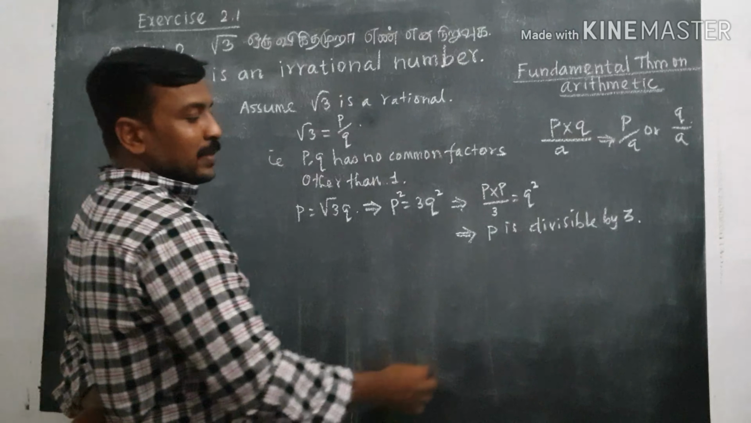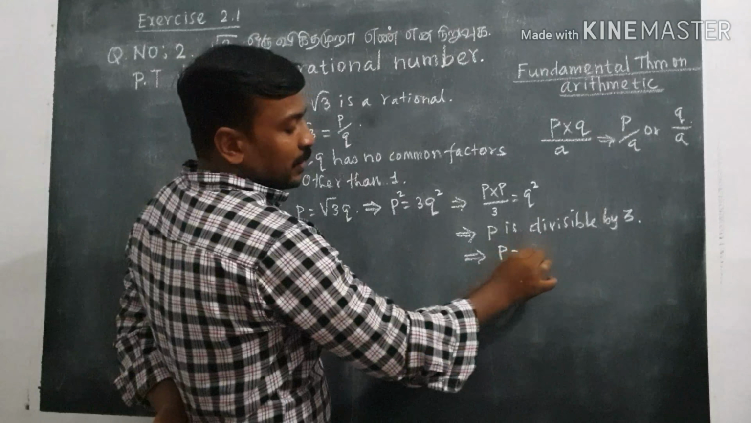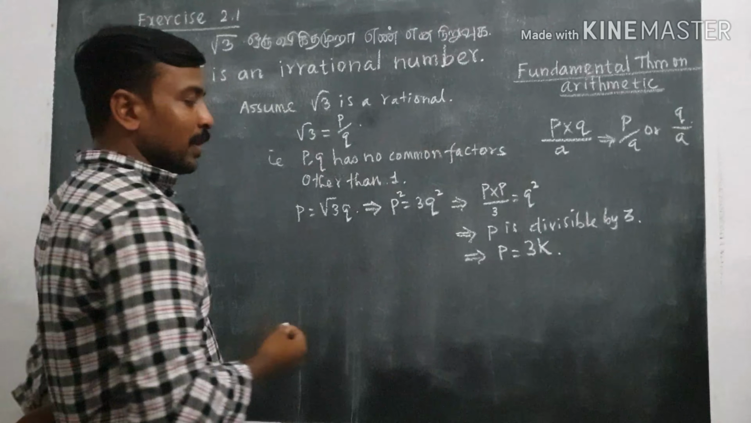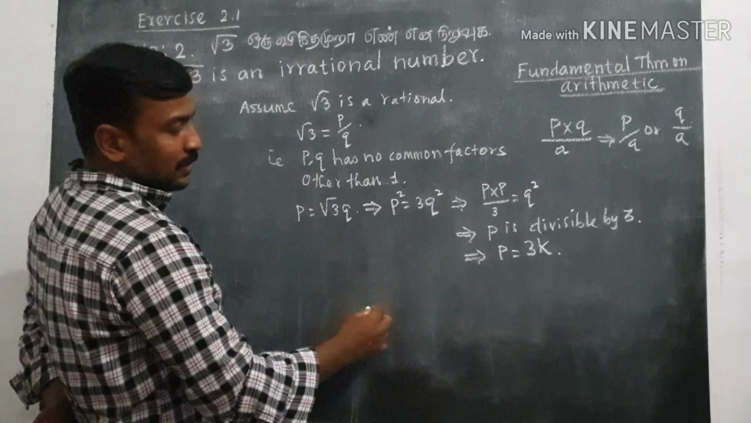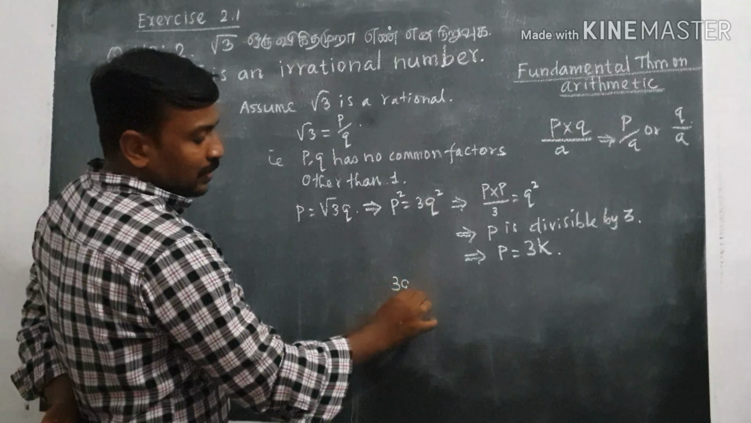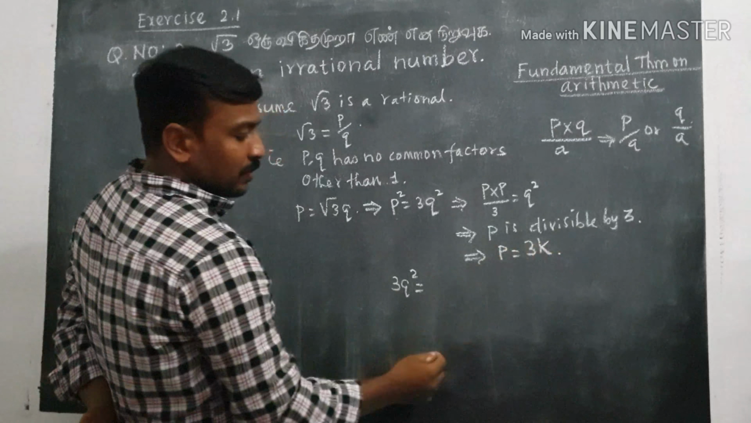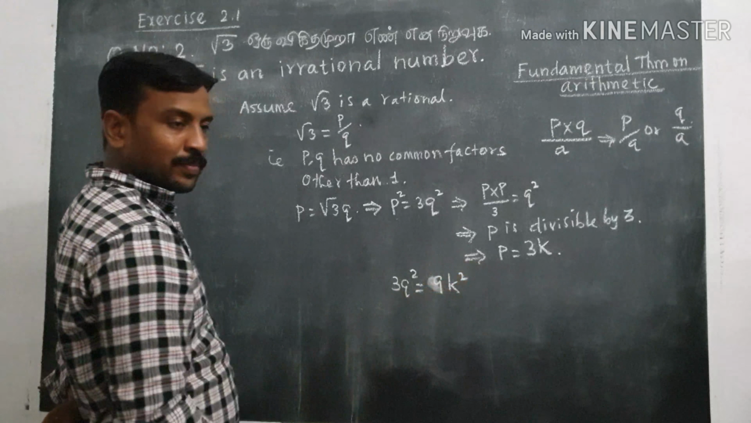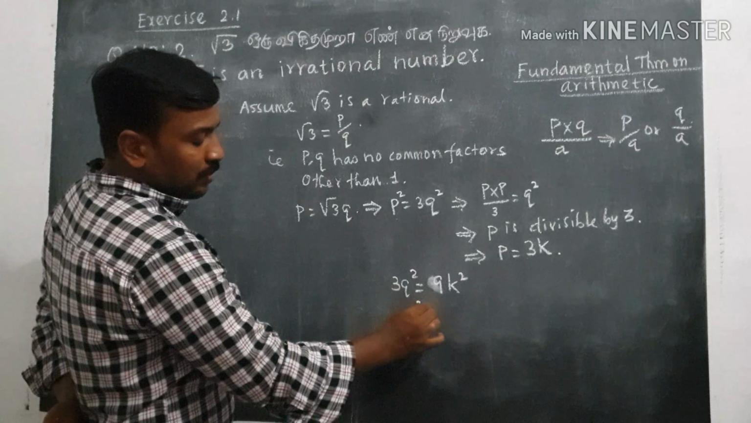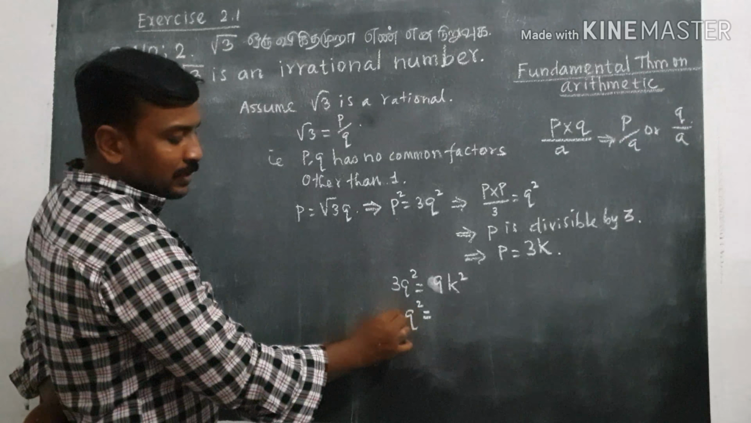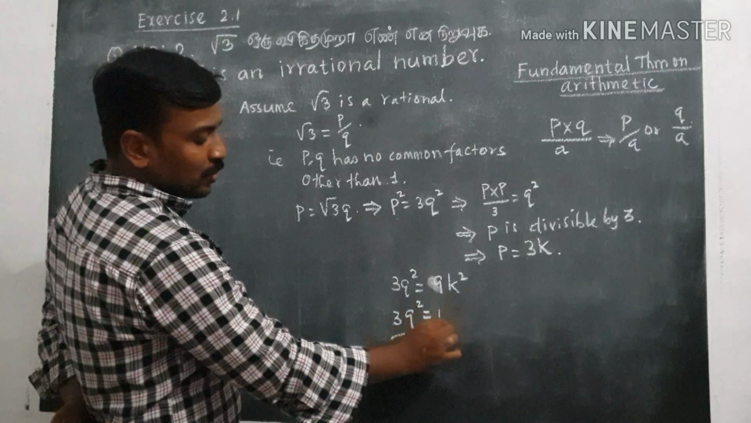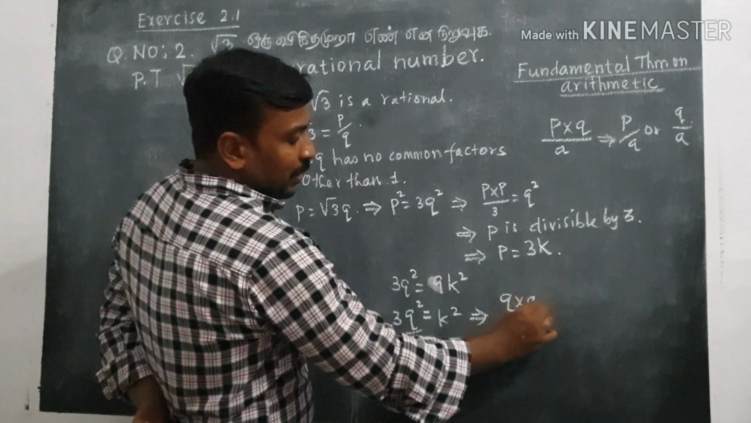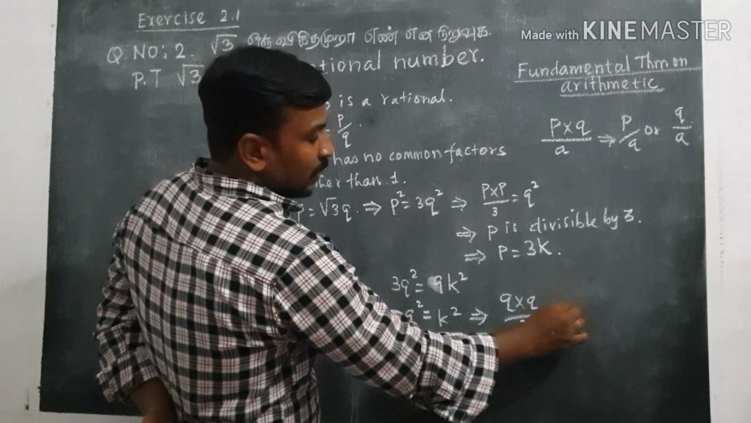Since p is divisible by 3, it is a multiple of 3. That means it is in the form 3 into k, where k is any integer. Using this, we can write 3 into q squared as p squared, which is 3k the whole squared, that is 9 into k squared. Otherwise, we can write q squared is equal to 3 into q squared by 9 is equal to k squared, which implies that q into q divided by 3 is equal to k squared.